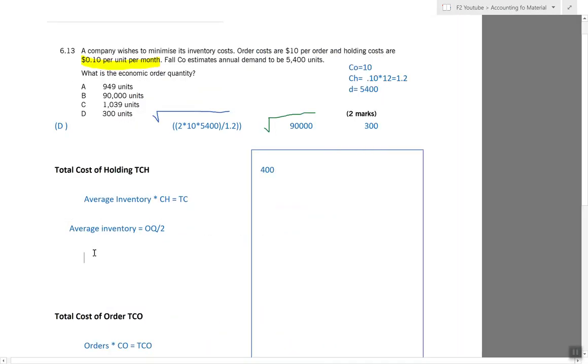So we need to find average inventory, which is ordering quantity divided by 2. In this case, ordering quantity is 300 divided by 2. We have 150 average inventory. Now take that, multiply by the holding cost, which is 1.20. So we have 180 TCH.